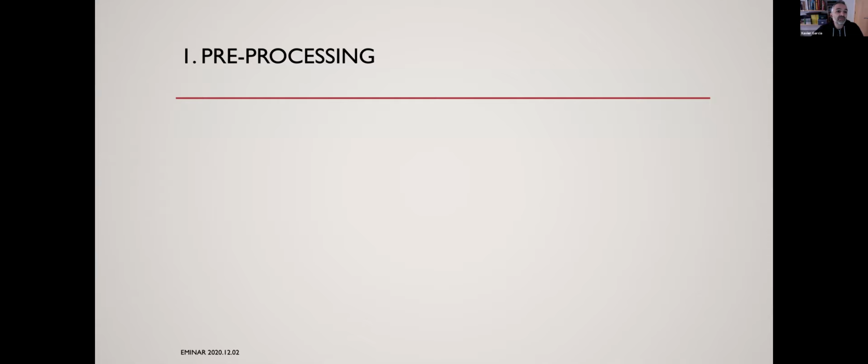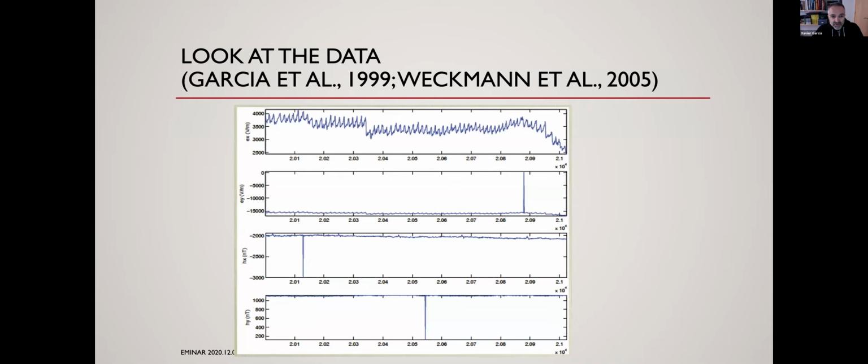So here we have an example of some time series. On the top, we have the two electric fields, and in the bottom, the two magnetics. And we can see in the electric field in the top one that it has a little jump and a little trend towards the end, and the rest of the channels have some spikes.